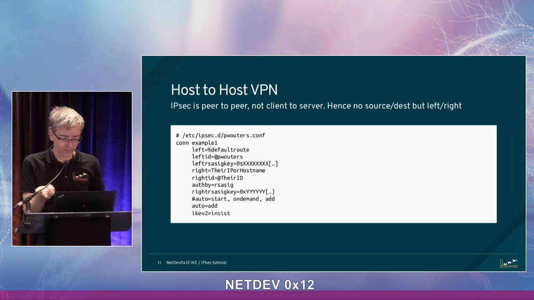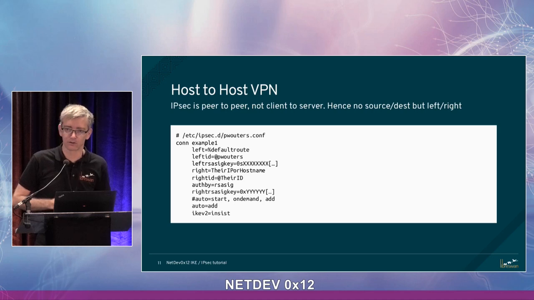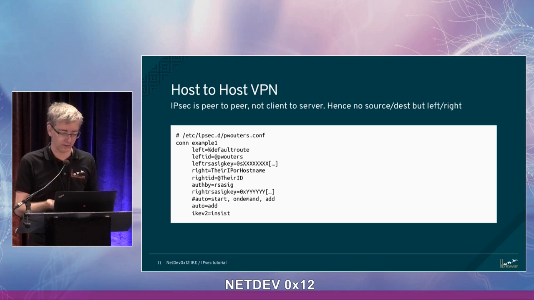So what do we have? Like the minimum information: left equals %defaultroute means that you don't have to put in your own IP address. It will just pick up whatever IP address Linux will use to send packets over the default route. Left ID, you can make up whatever you want. This is just a host-to-host connection. You're just using it for identification purposes because you're actually really using the public key. So the syntax here is if it starts with an at symbol, it means it's a string you should not resolve. So it's just your own custom string. I use my name. You can use whatever you want there.